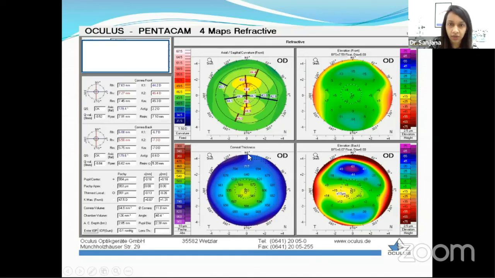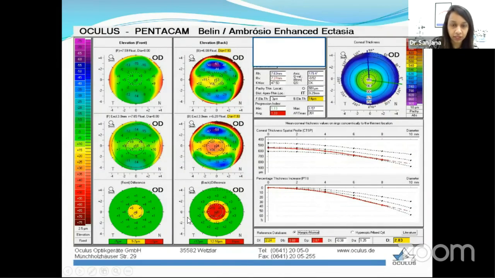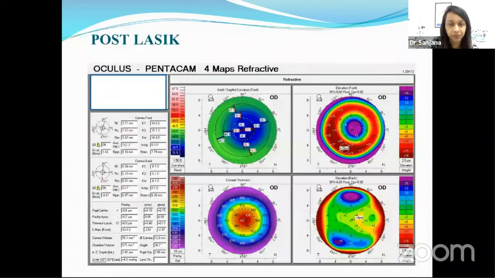Similarly, we have another patient scan where there is more superior steepening compared to inferior, and the anterior seems fine, but in the posterior we see an elevation. There is significant elevation seen on the difference map, and derangement in the D values as well. Such patients need a second look.